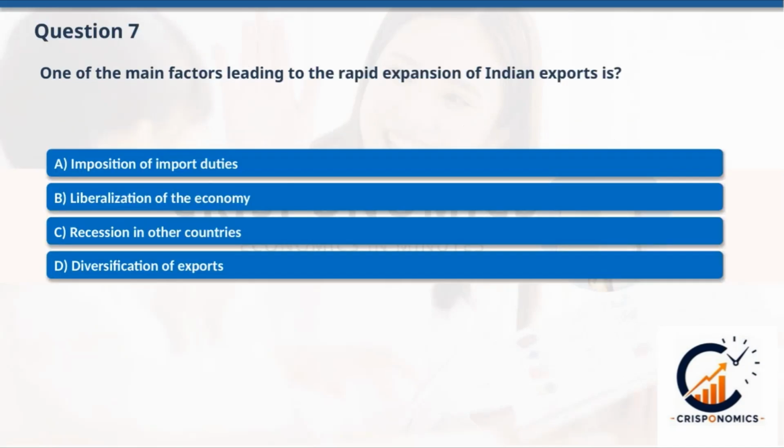Let's look at what's behind the rapid growth of Indian exports. Is it the imposition of import duties? Or maybe liberalization of the economy? Could it be diversification of exports? Or perhaps a recession in other countries? Each of these factors plays a role, but one stands out as the key driver. Understanding this helps us see how policy and global conditions shape trade growth. Let's explore which factor really sparked this expansion.